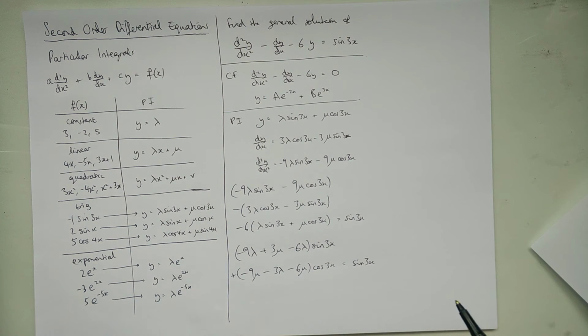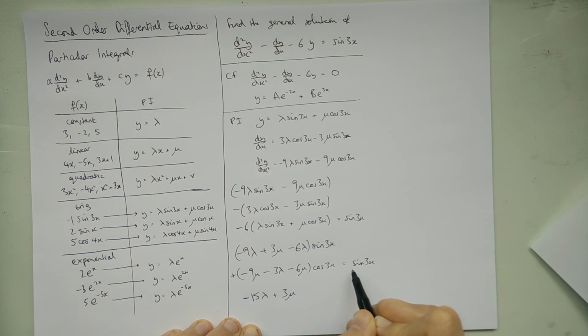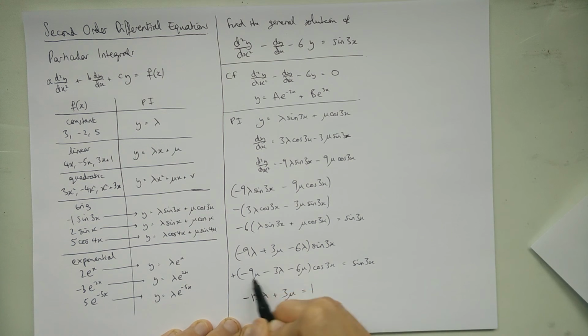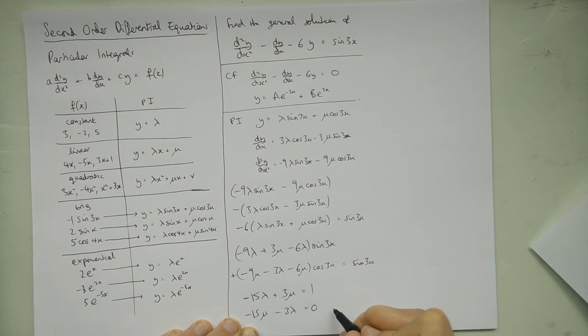And now we can compare one side to the other and write down some simultaneous equations in terms of lambda and mu. We can see here that minus 15 lambda plus 3 mu is equal to 1, because the sine coefficient is 1. And there's no cos term over here, so this must be 0. That means that minus 15 mu minus 3 lambda is 0. If we rearrange this, we get that lambda is equal to minus 5 mu.